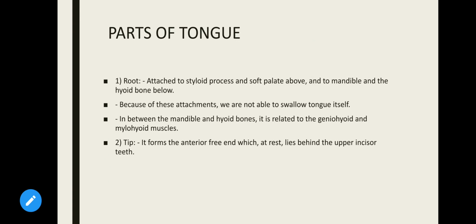Starting with the root, it is attached to styloid process and soft palate above and to mandible and the hyoid bone below. Because of these attachments, we are not able to swallow tongue itself. In between mandible and hyoid bones, it is related to geniohyoid and mylohyoid muscles. Coming to second part, that is tip. So tip forms the anterior free end which at rest lies behind the upper incisor teeth.